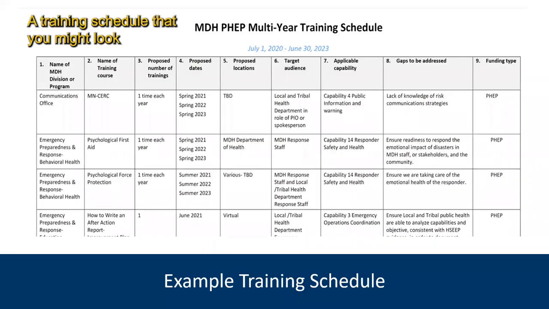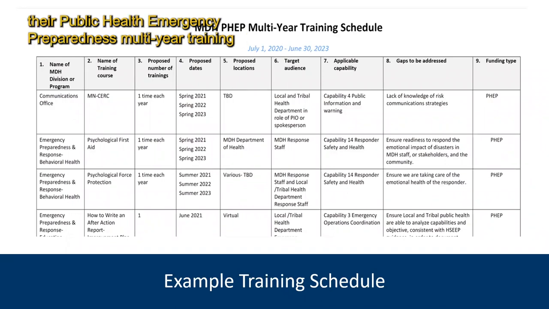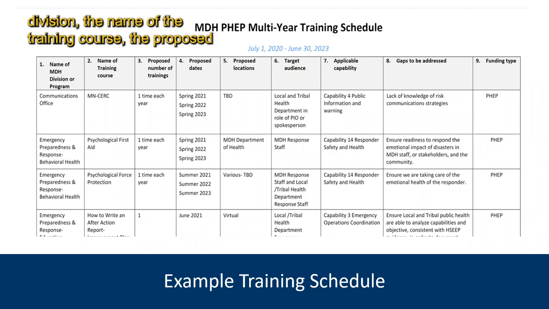A training schedule that you might look back on or you may send out looks like this. MDH provided their Public Health Emergency Preparedness multi-year training schedule. And you see that it outlines the name of the MDH division, the name of the training course, the proposed number of trainings, the proposed dates and locations and audience, the capability that's applicable to that training, the gaps the training is intended to address, and the funding stream that will be supporting that training.